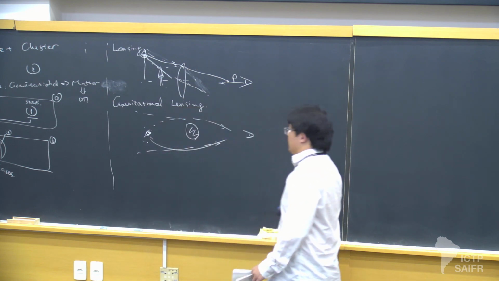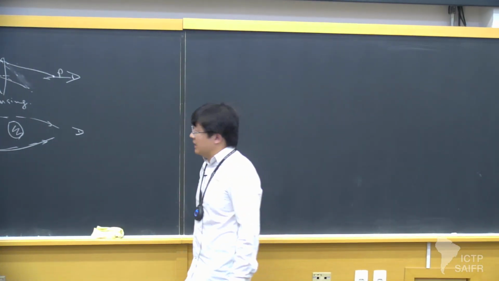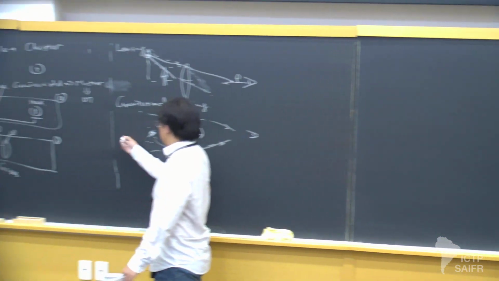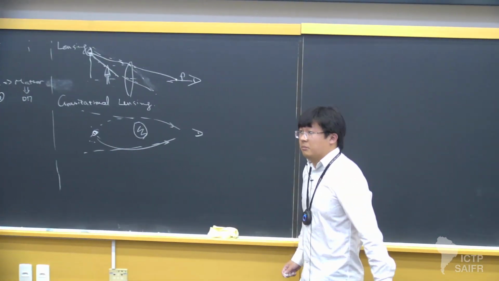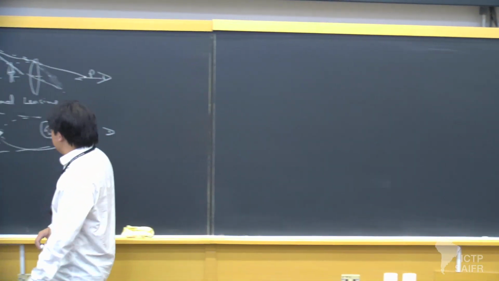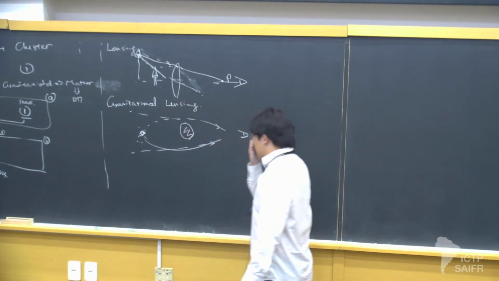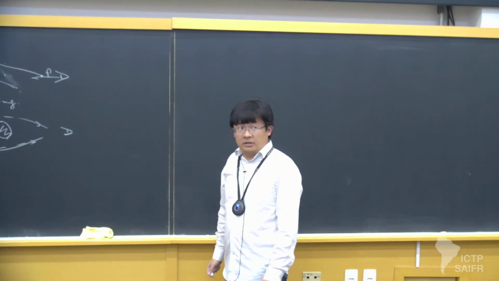From the perspective of observers like us, we see either a magnified image, or we can see multiple images, and that's what's called strong lensing, or we can just see an image which is brighter than usual.